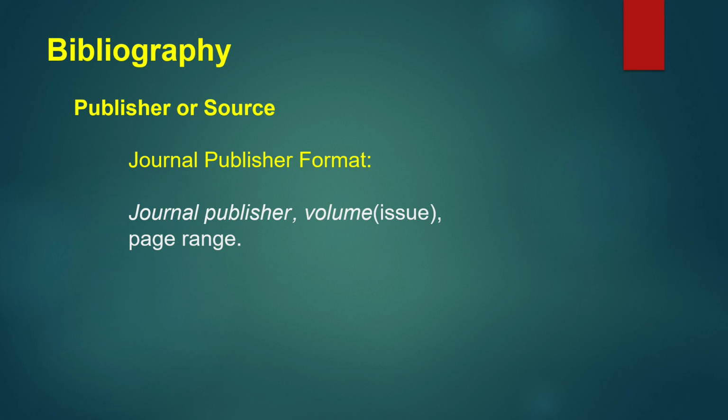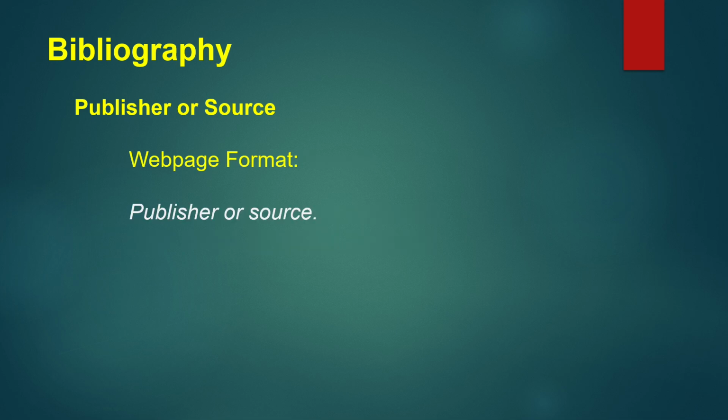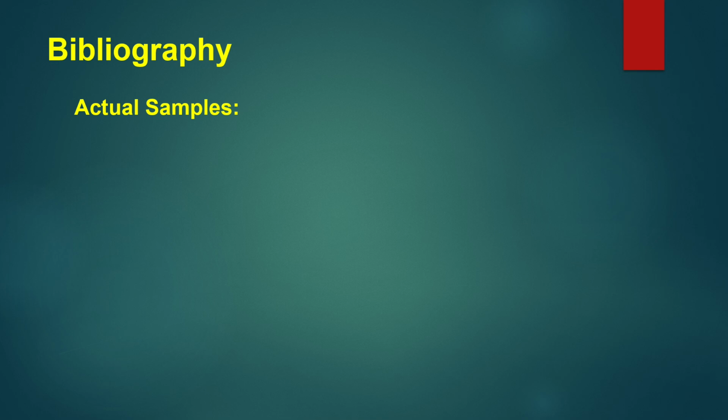If the source is a journal from the internet, copy and paste the DOI or URL after the page range. For resources from web pages, the publisher or source must be italicized, then followed by a period. Then the URL or link should be copied and pasted at the end of the citation. Now, let us look at actual samples of resources.